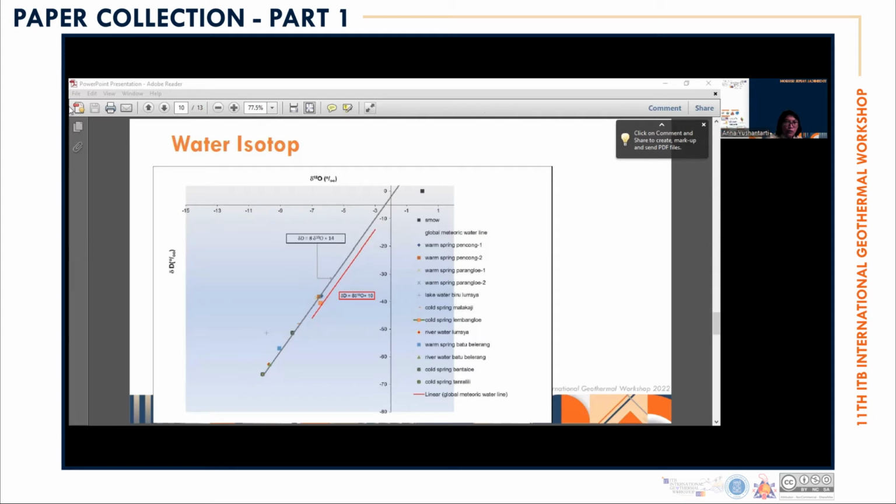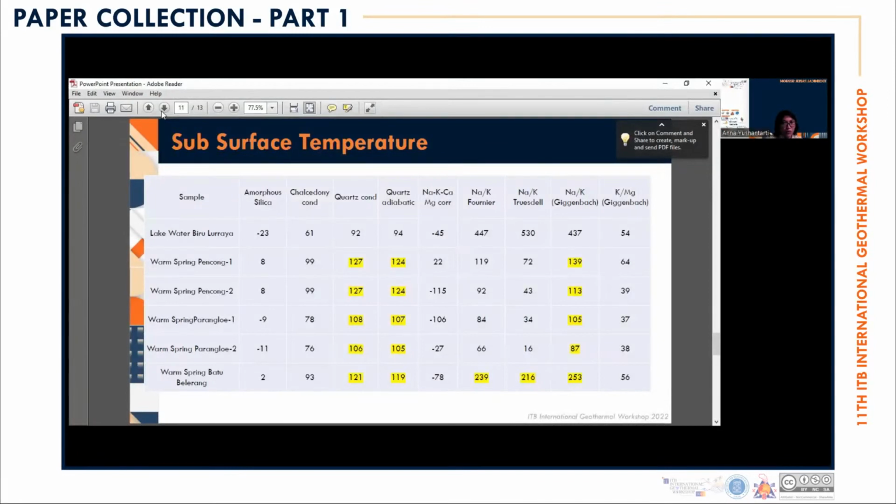We move to the next slide about subsurface temperature. The sodium potassium temperature cannot be used for the Batu Belerang warm spring or the Batu Belerang geothermal system because they are in the immature water zone, so it cannot be said that the warm spring of Batu Belerang is originating from the reservoir.